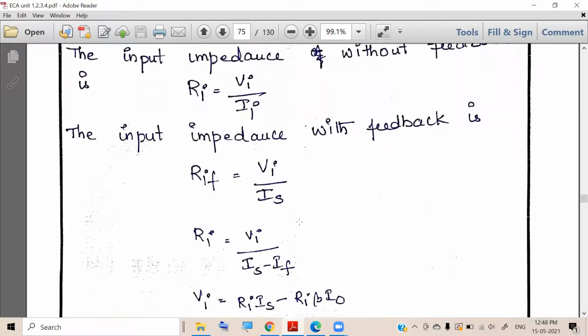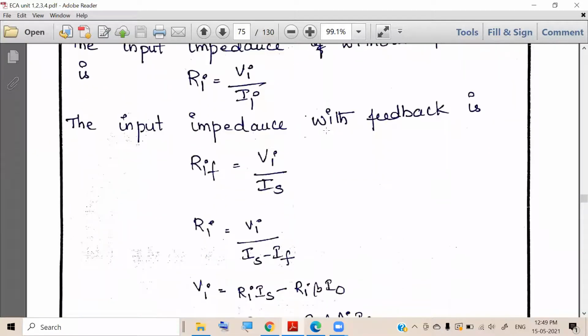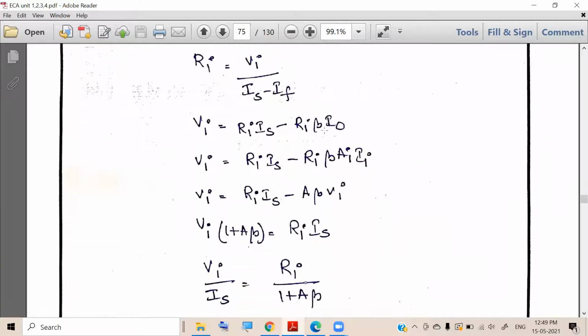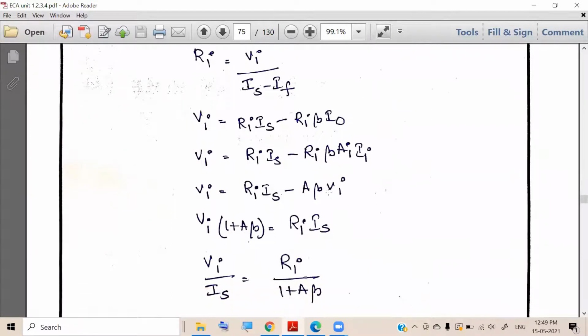Why? Here I told you this is the Ii. So Ii into Ri is nothing but Vi here. So in place of Ii into Ri, we are writing Vi, A beta; these two, A and beta, we are taking together. Then here Vi term on LHS, Vi term on RHS. Let us get both the Vi terms together.